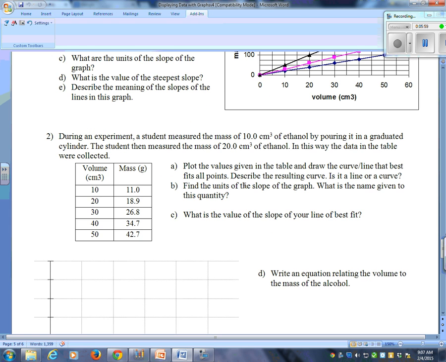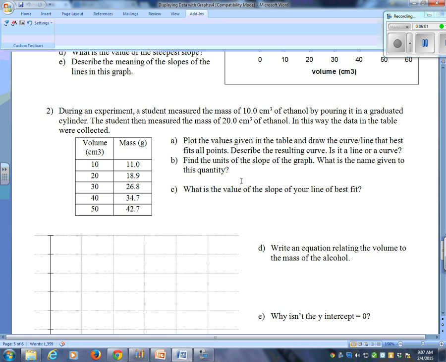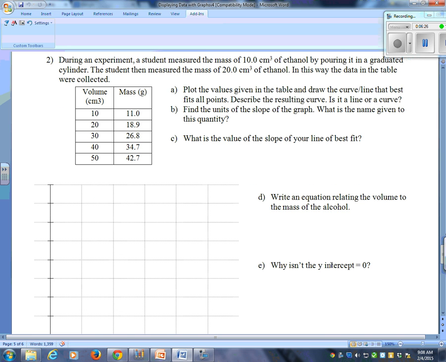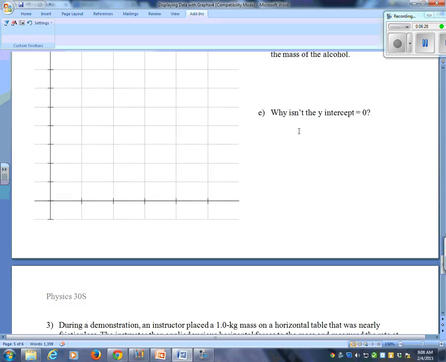Okay. Good one. In question number 2 and question number 3, I'm expanding what you need to do here now. So now you actually have to plot the data. I did that for you in step 1. Question number 2, you have to plot the data. Then you have to draw the curve or line that best fits all points. Find the units of the slope. What's the name given to this quantity? It's an easy one. Find the value of the slope. Write an equation. And I'll answer the question, why isn't the y-intercept equal to 0?